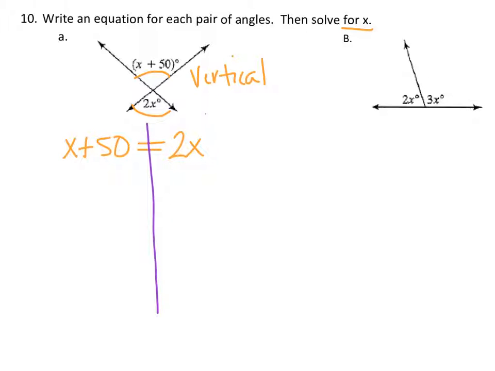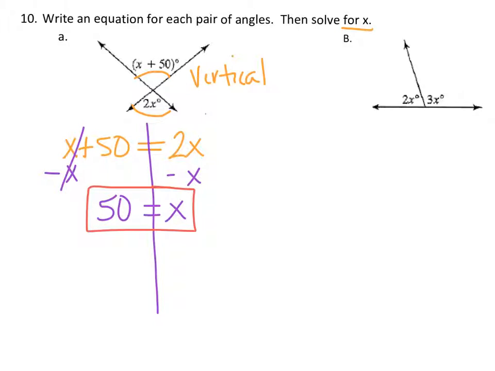We have variables on both sides, so I'm going to subtract x from both sides. And we get 50 equals x. Actually, that's it. We can stop because now x is alone. So we now know what x equals.